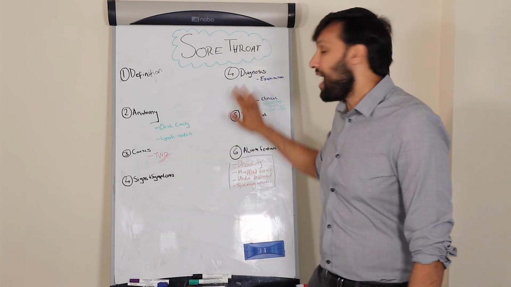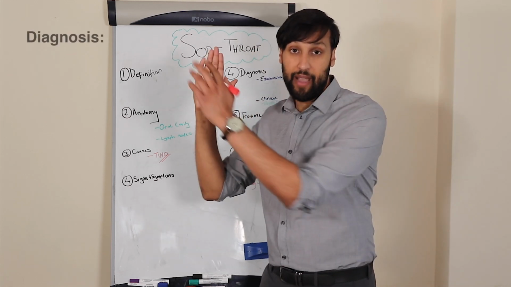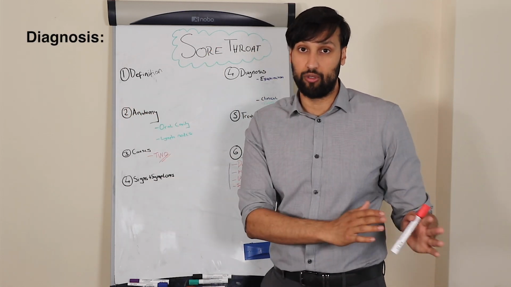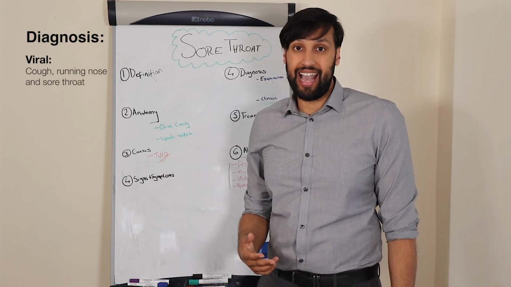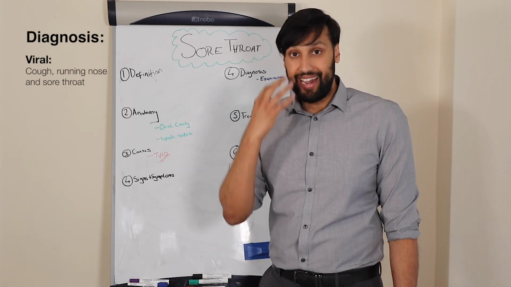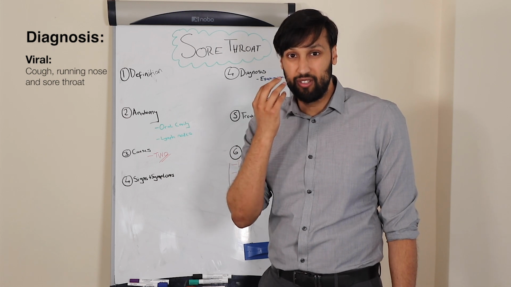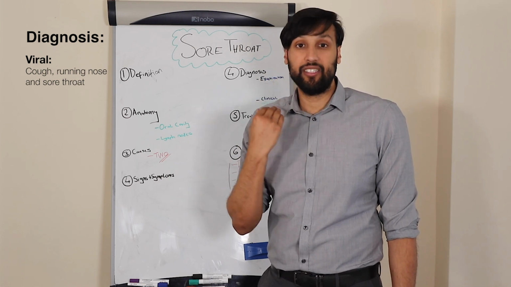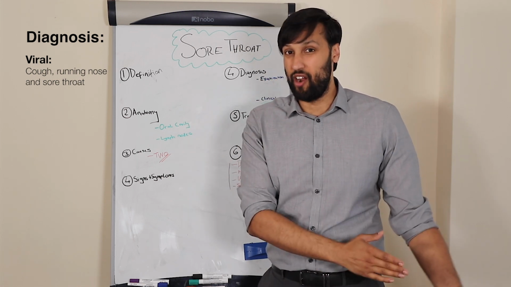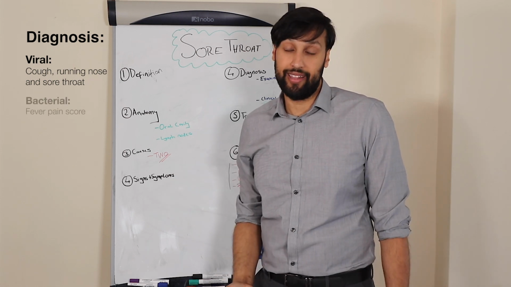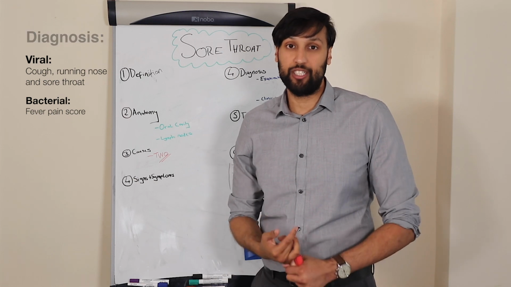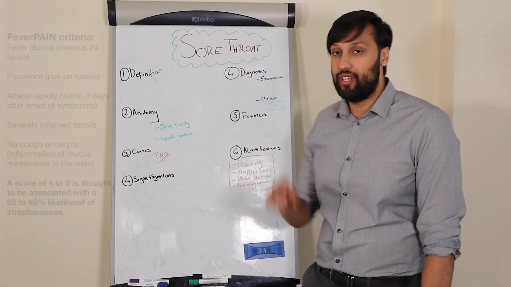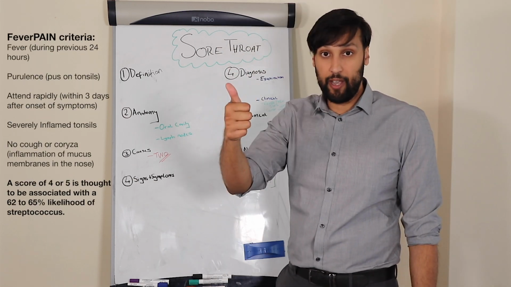Now, for you, how do you reach a diagnosis of a bacterial sore throat versus a viral sore throat? Pretty straightforward actually. If you have a patient who has a cough and has coryzal symptoms such as runny nose, blocked up nose, and has a sore throat, it's most likely going to be viral. For bacterial sore throats, on the other hand, we can use what the NHS has devised for us, the FeverPAIN score. The FeverPAIN score tells you that these people will present with fever.